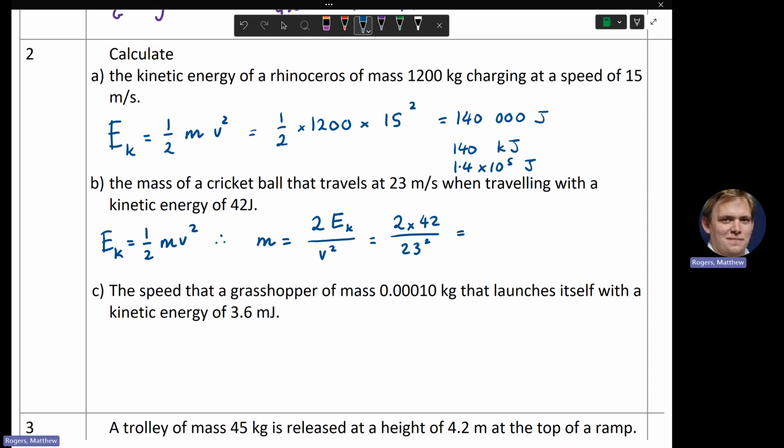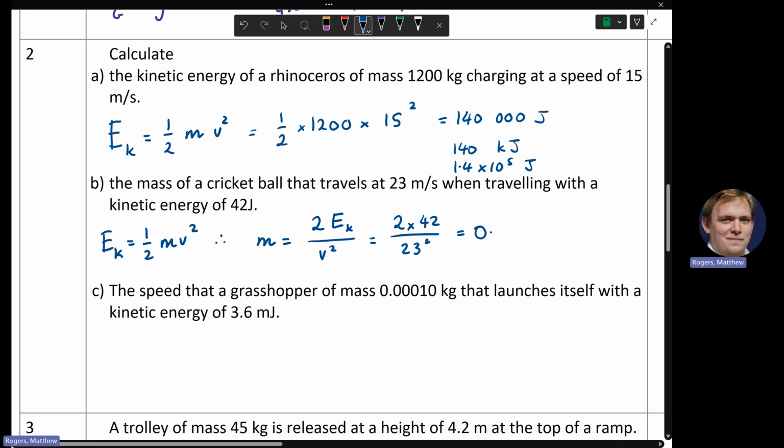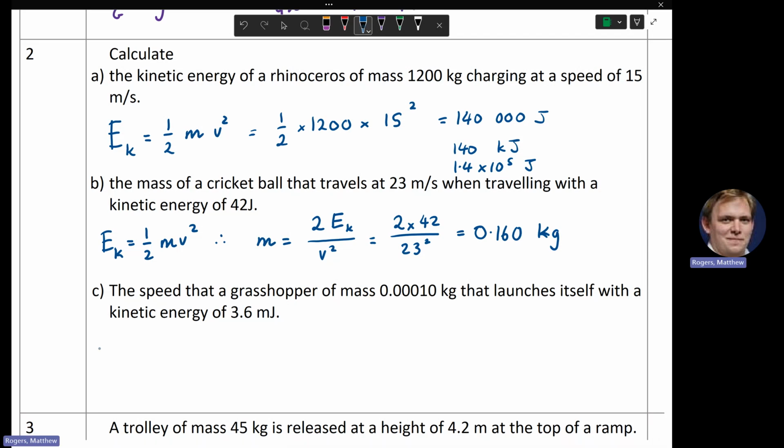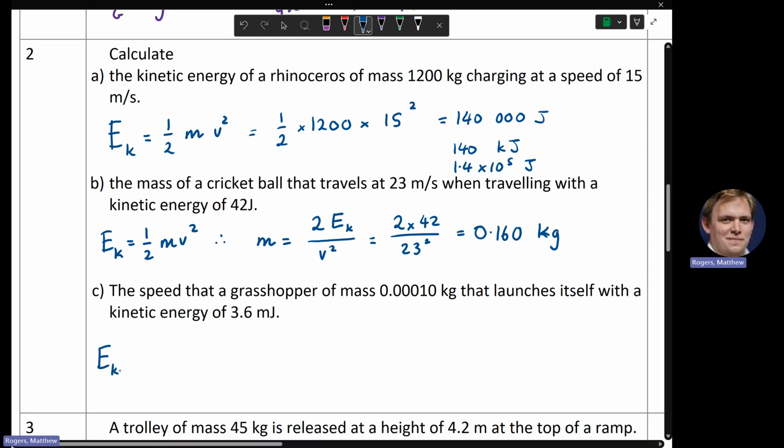Which gives us 158.7 if we're looking at it here, but we're going to round it to 2 again, so 160 grams or 0.16 kilograms. C, so this one a little bit harder when we calculate speed. So again, we're going to start from this form of the equation. So when we rearrange this, we'll put in an extra step.